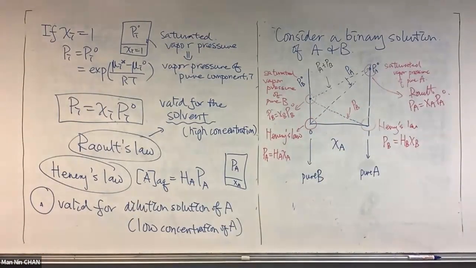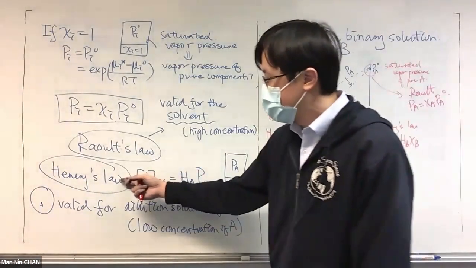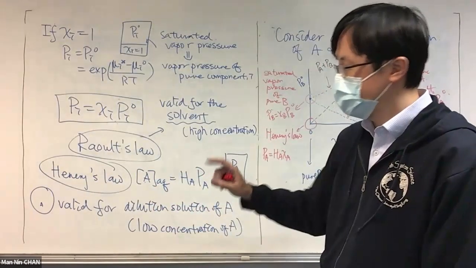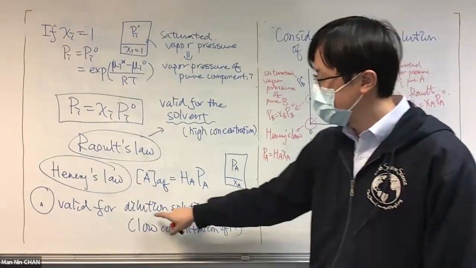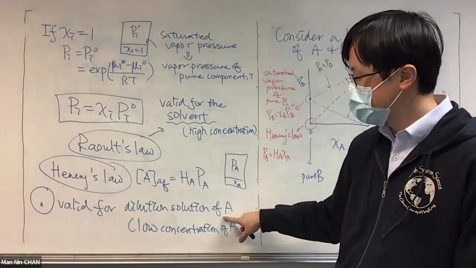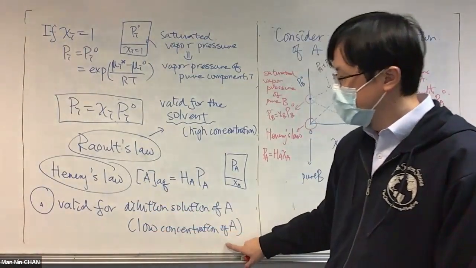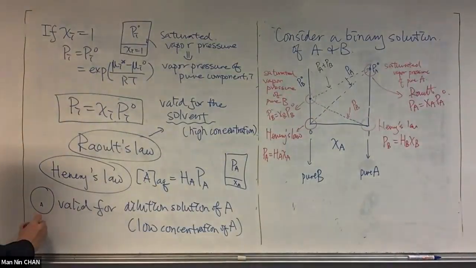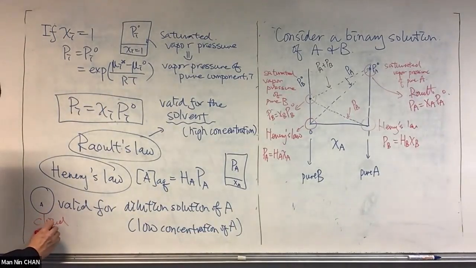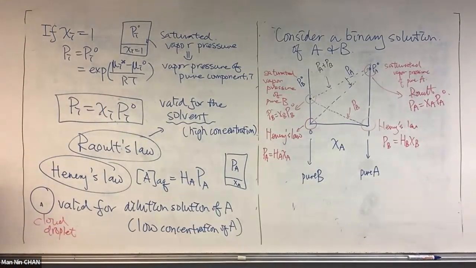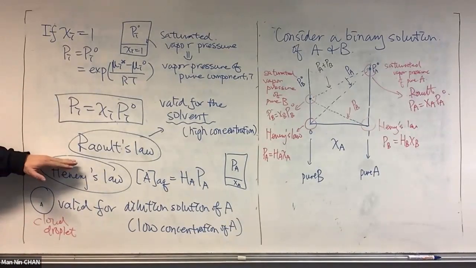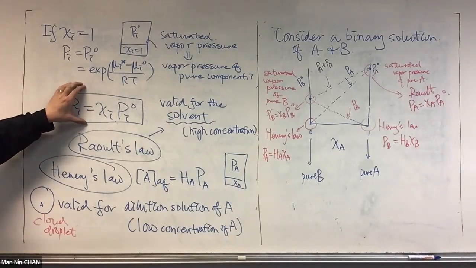So the concept is that when you want to use Henry's law, you are looking at a dilute solution of your species. That means your concentration of your species has to be low. One scenario is, like we mentioned, the cloud droplet. If your concentrations become high, then you should not use Henry's law. Now you should use Raoult's law.